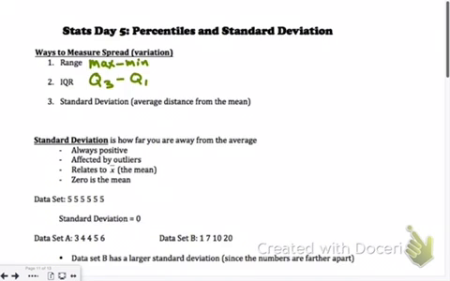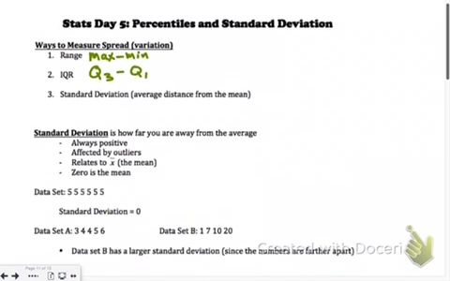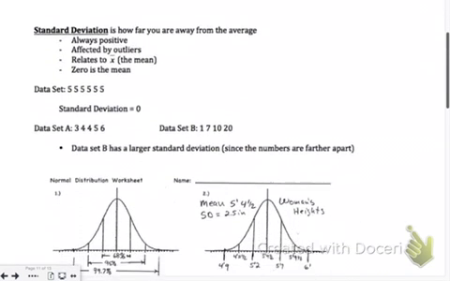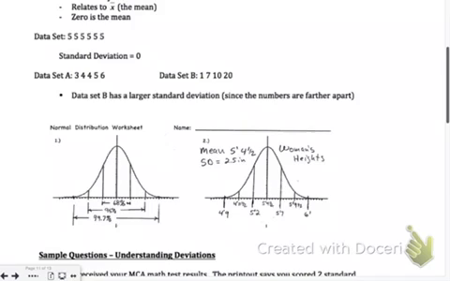X bar is just the mean of a set of data, what we normally call the average, and 0 is the mean. So if you say 0 standard deviations, that means you're at the mean of the data. If we look at this first data set here, they're all 5s. Since it's a uniform data set, there is no variation in the data, so the standard deviation would be 0.